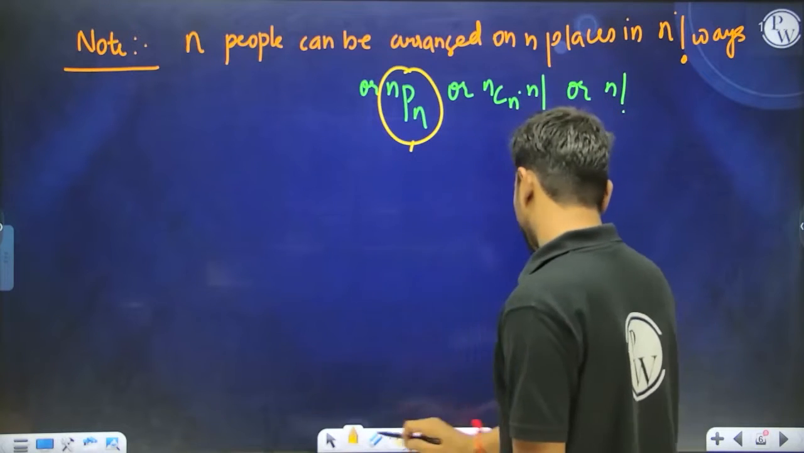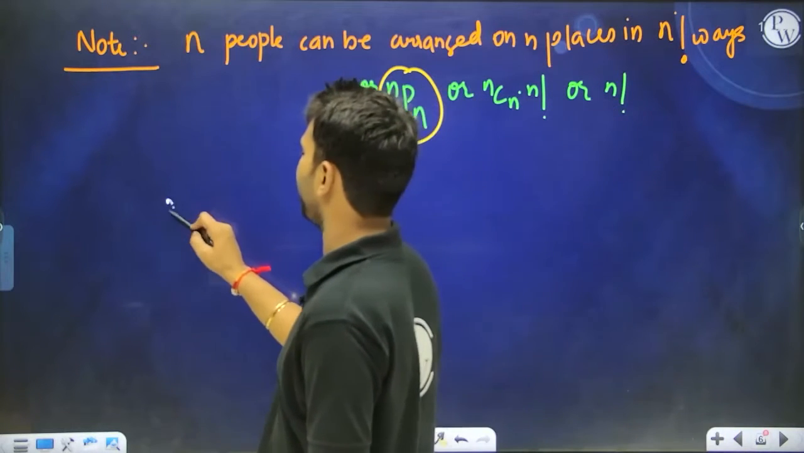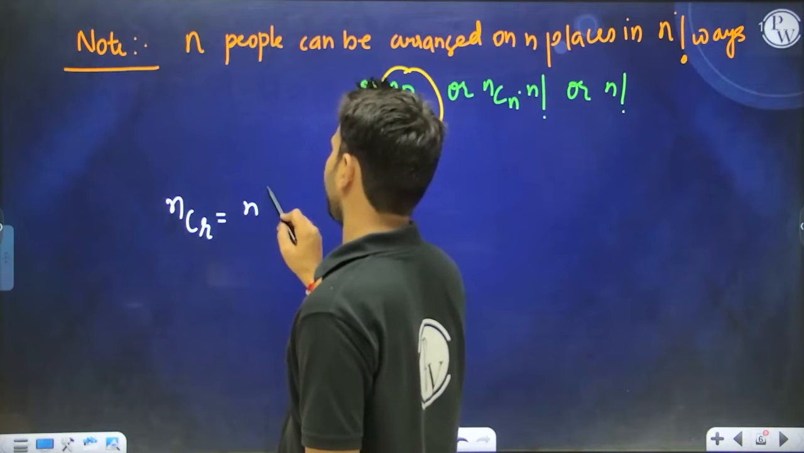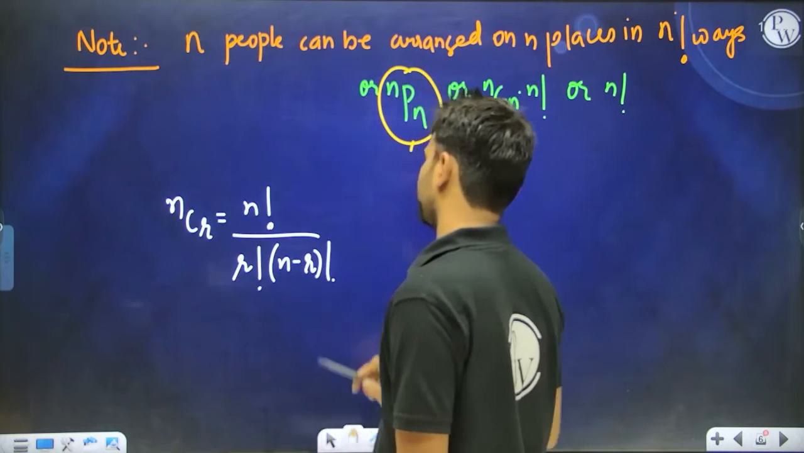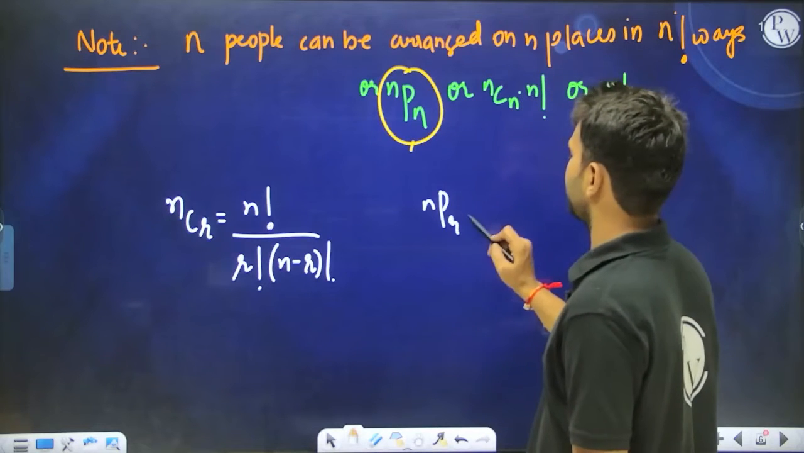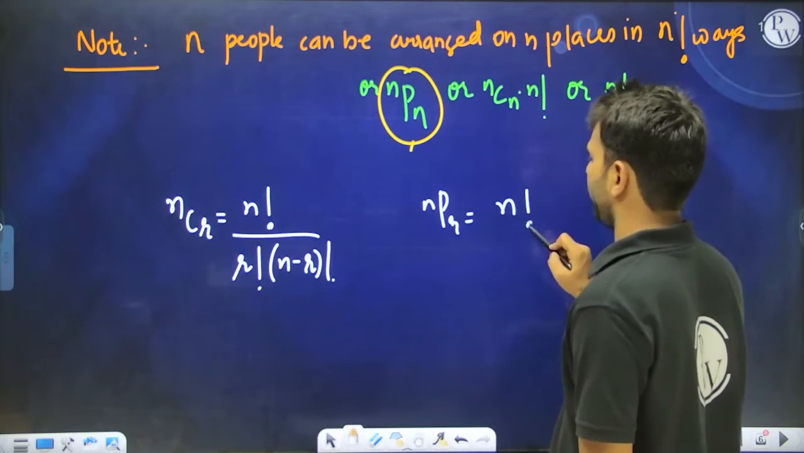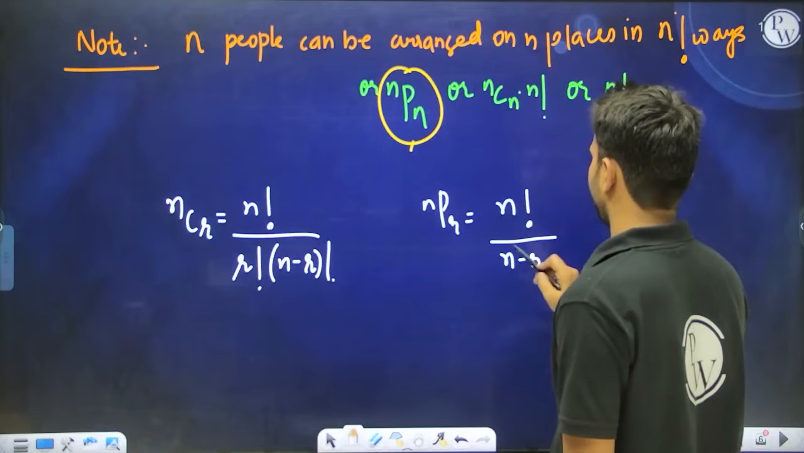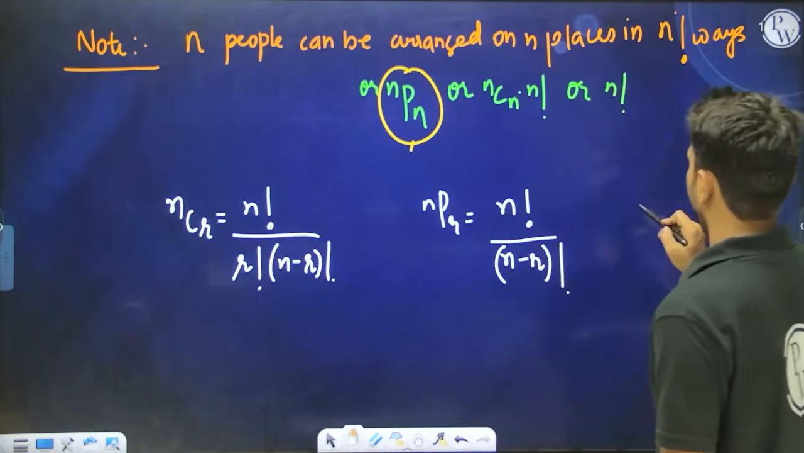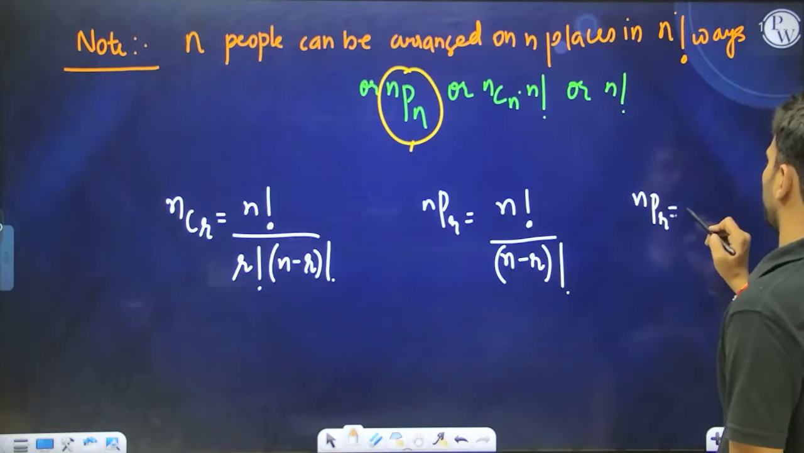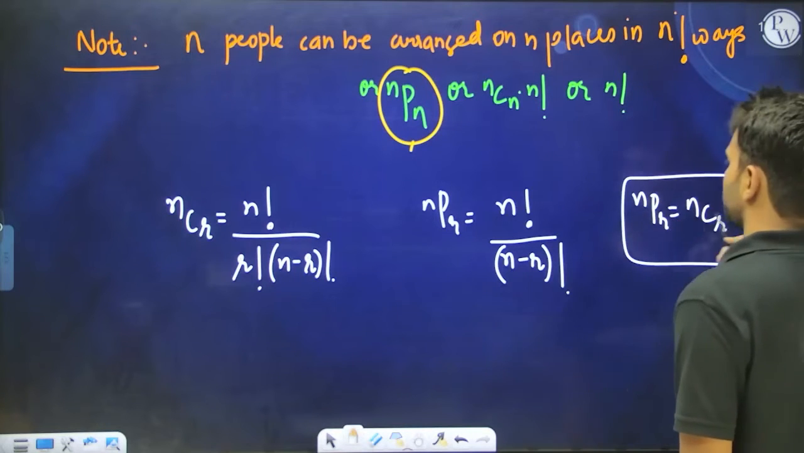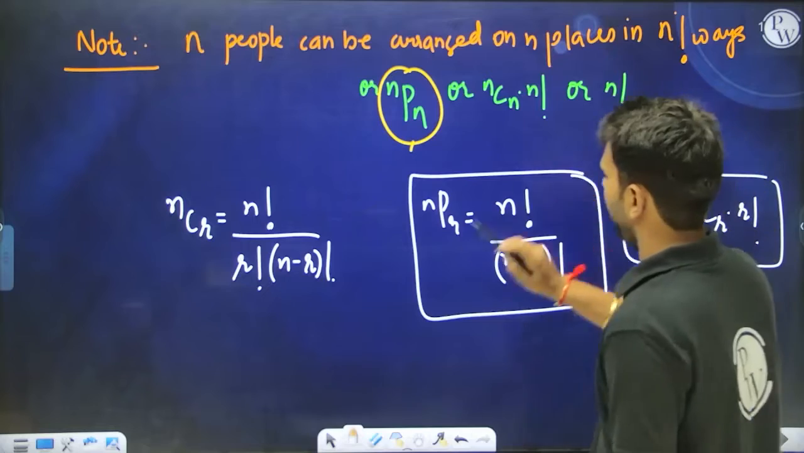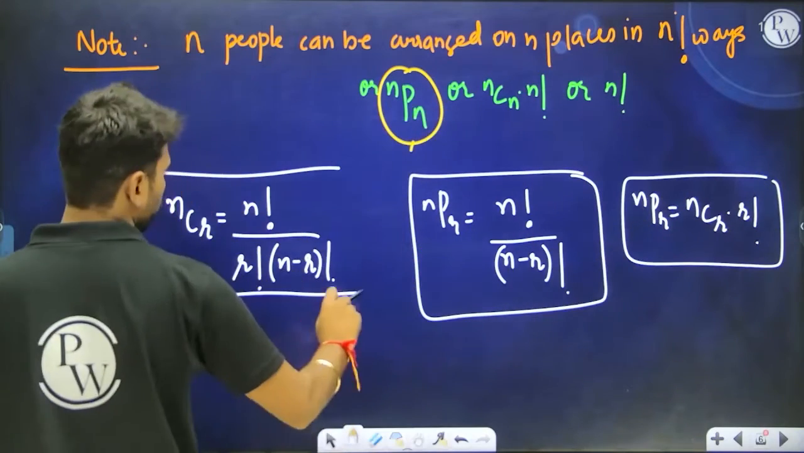Let me tell you the formula as well in case I haven't told you so far. nCr is equal to n factorial upon r factorial times (n minus r) factorial. nPr is nothing but n factorial upon (n minus r) factorial, and nPr is equal to nCr into r factorial. These are the three formulas which are very important, and I hope each one of you already knows them.